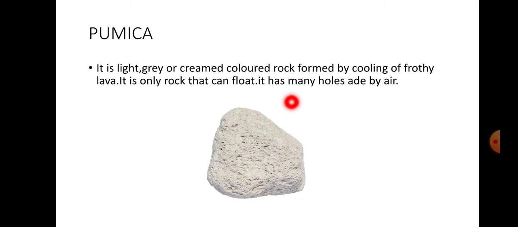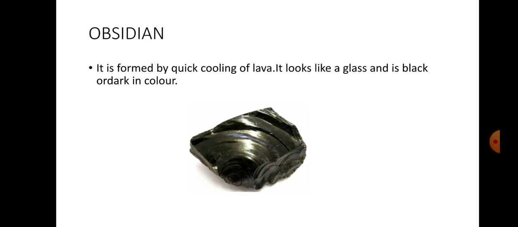That's why it got light in weight, and doctors and dentists are using this pumice rock. Its special quality is that it can float on water. So we have understood two types of igneous rocks, and igneous rocks are formed by volcanic eruption when lava comes onto the surface of the earth.